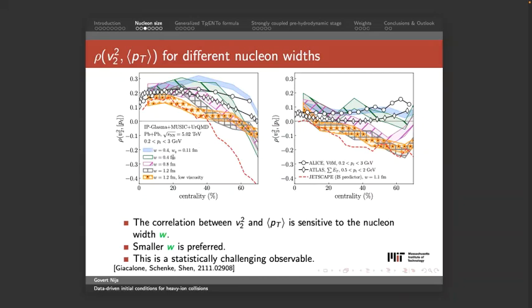Whereas if you decrease this width to around 0.4, then it's much more compatible with this rho observable, which was previously mentioned. This is the Pearson correlation coefficient between the V2 and the mean pT. But you don't use this variable for calibration. Well, not yet. I will comment on that in the last slide. For now, I'll just say it's a statistically challenging observable. It's very expensive. At least when we did this, it wasn't really possible to directly fit to this, but the cross-section is a lot cheaper, so that was possible.